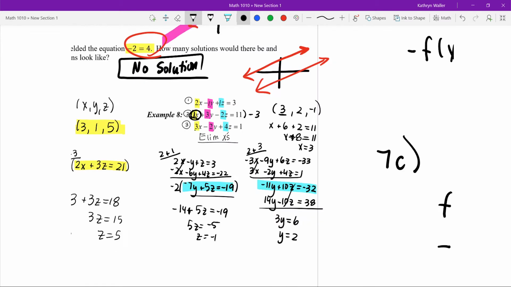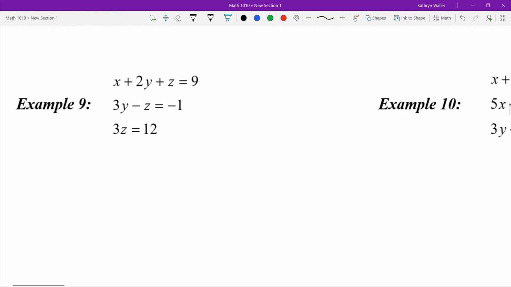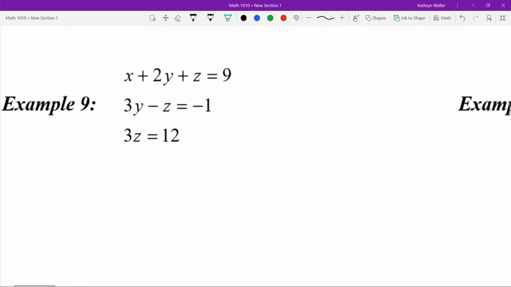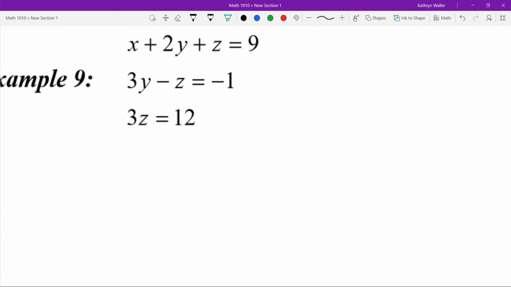Okay? All right, let's do 9. So you look at 9, and it looks scary and terrible. It's actually easier than the other guy. Label these equations 1, 2, and 3.